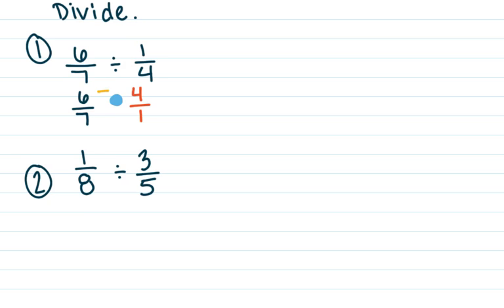After I do that, my next step is just to multiply straight across. 6 times 4 is 24. 7 times 1 is 7. I end up with an improper fraction, so I have to ask myself, how many times does 7 fit into 24?